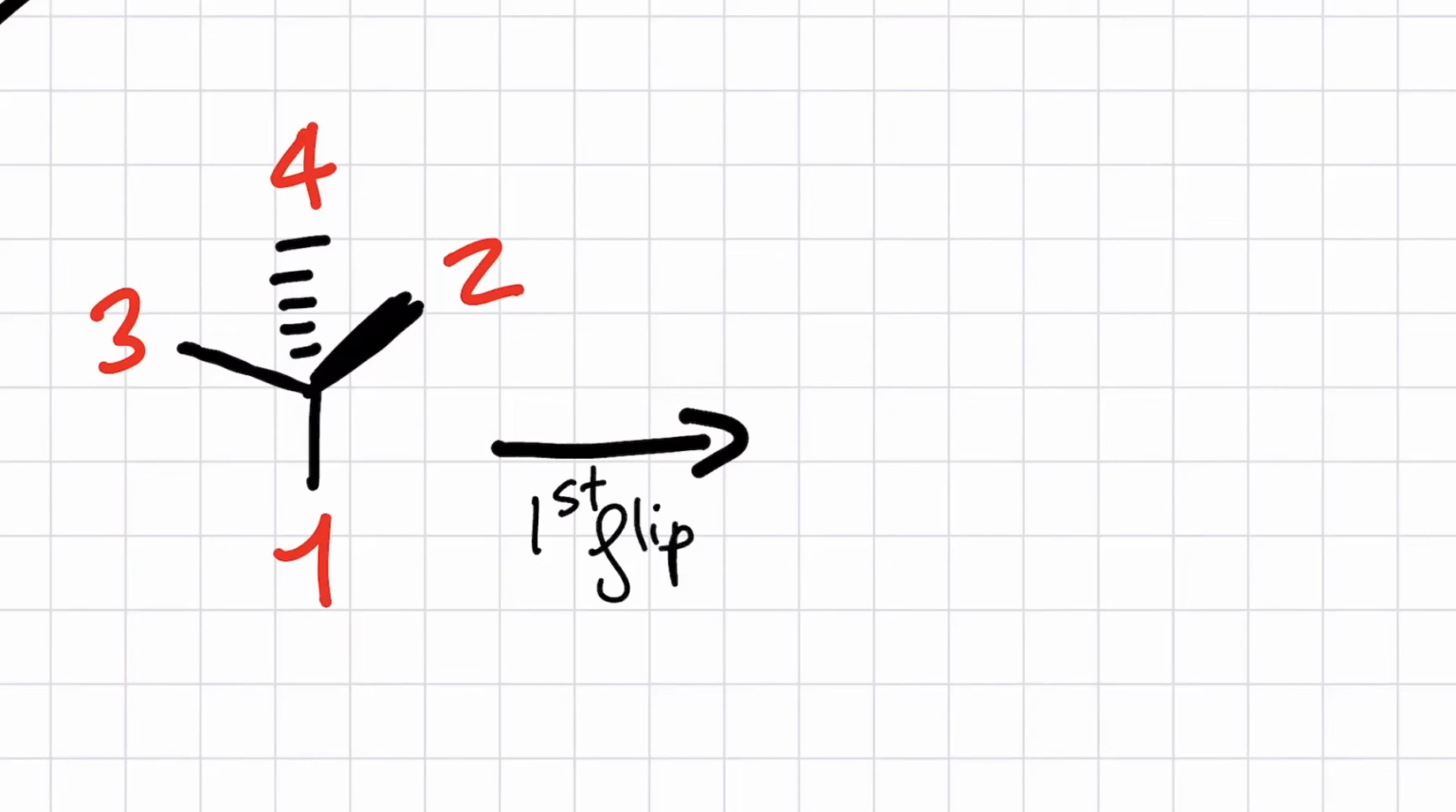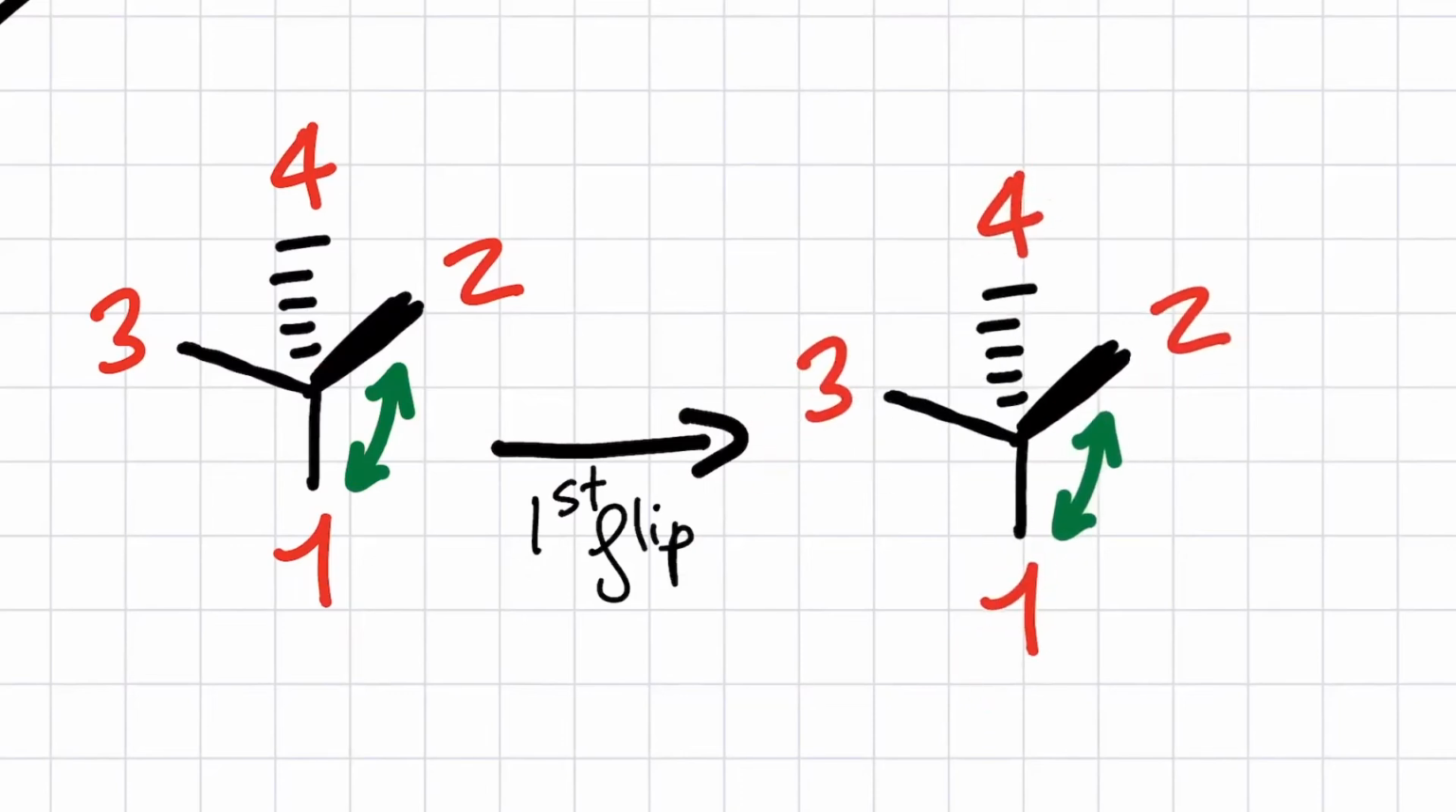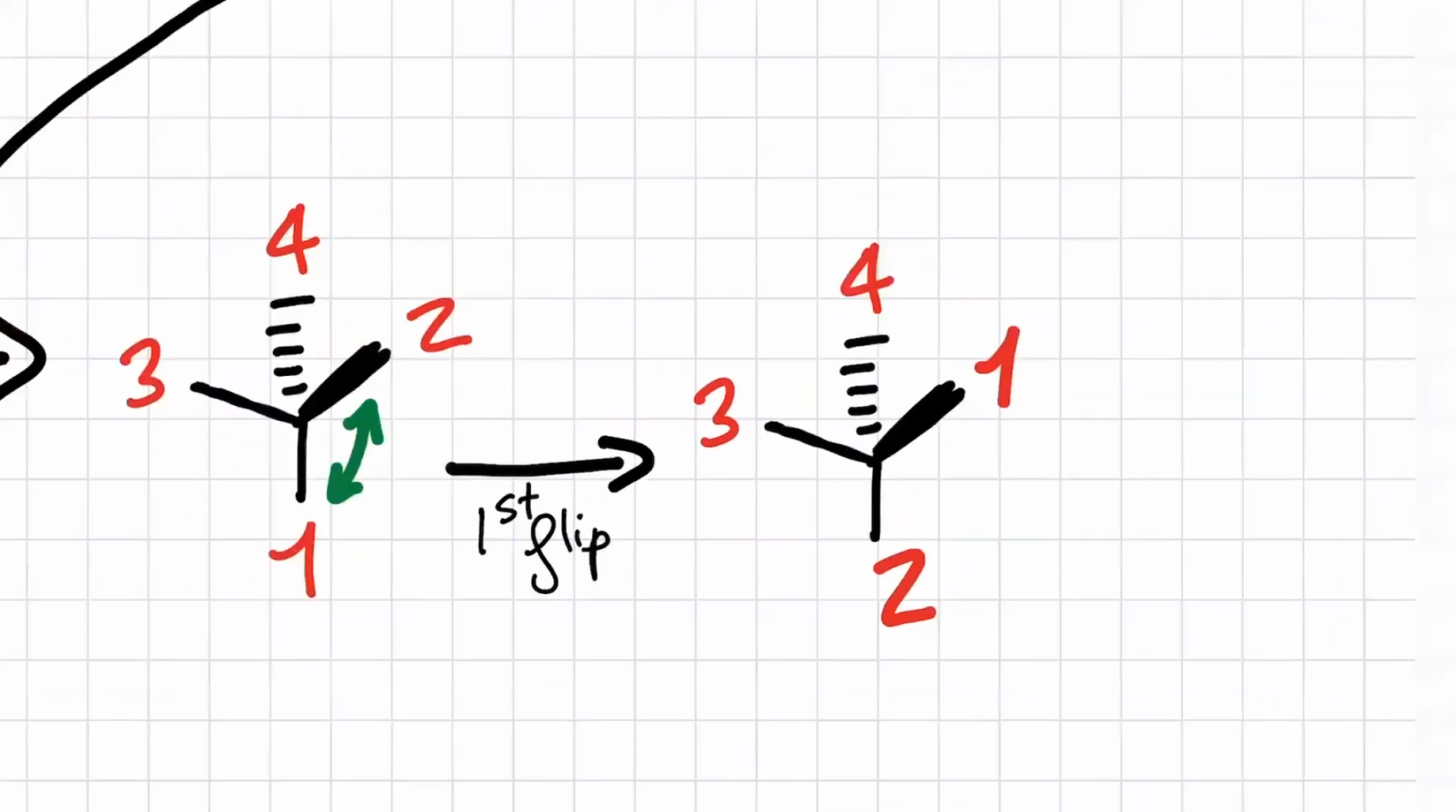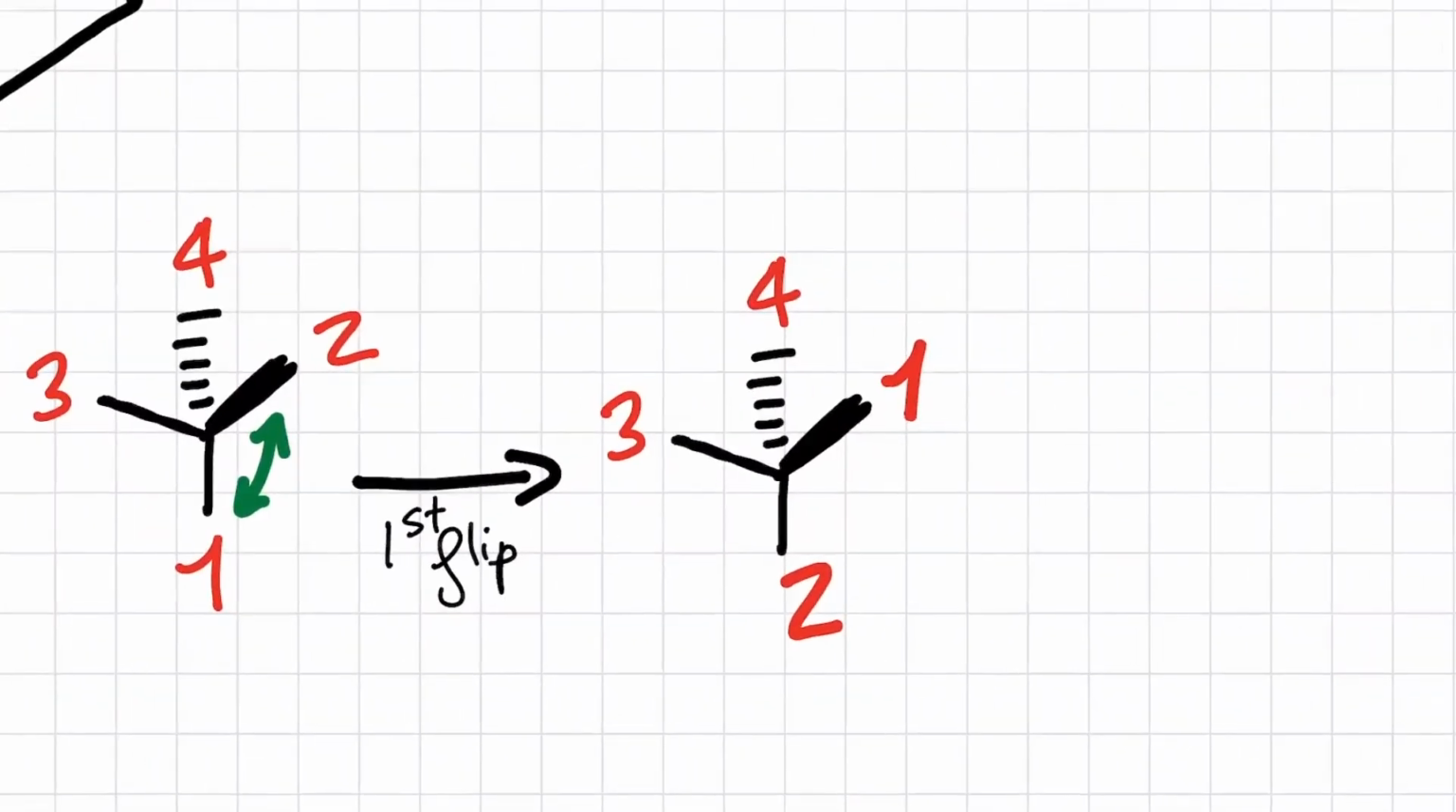Remember, the goal is to have number 1 on a wedge and number 4 on a dash. So for now, let's flip these 2 groups so that I'm trying to get as fast as possible to my ideal configuration, right? So I'm gonna copy this. Oh, but I wanna make sure that I actually do the flip, okay? So we're gonna have 1 here and 2 here. That's the first flip. But remember, you have to make sure you do an even number of flips. So that means 2 flips or 4 flips or 6 flips, etc. So I'm gonna do a second flip.